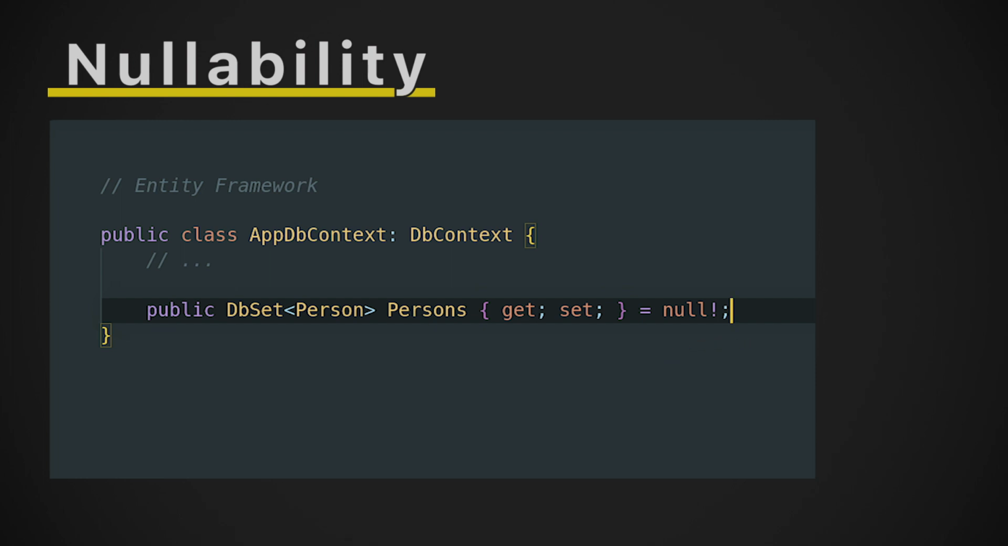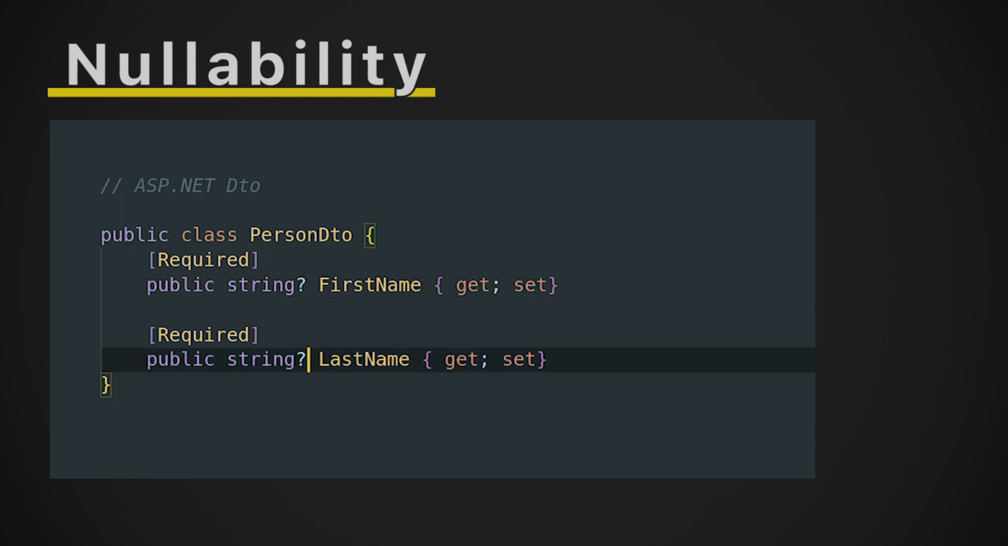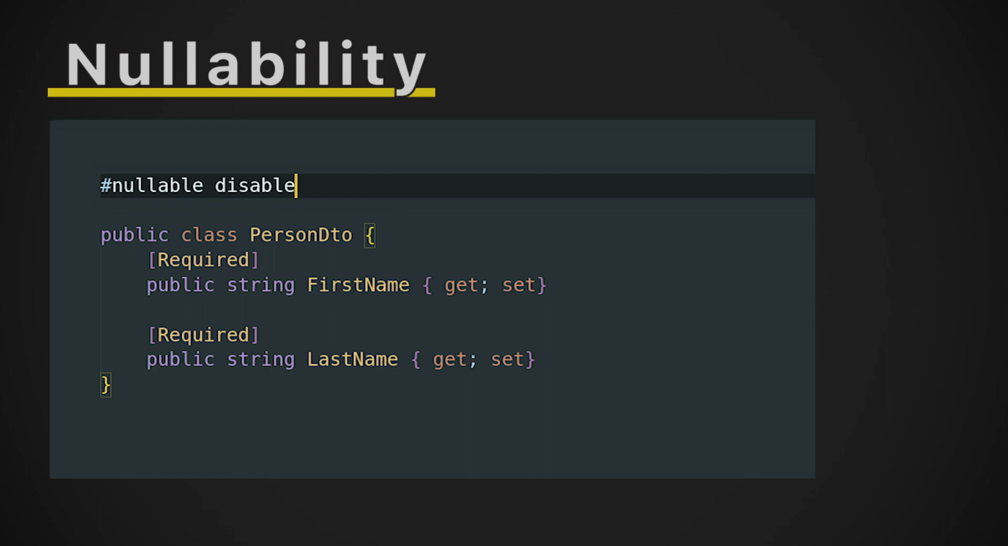Another problem is with ASP.NET DTOs, which should have nullable properties for validation reasons, with data coming from the internet. And one way to resolve it is to go through all properties and mark them as nullable with a question mark. As this is time consuming, people just disable the nullable check totally.